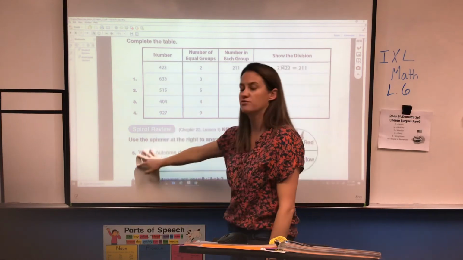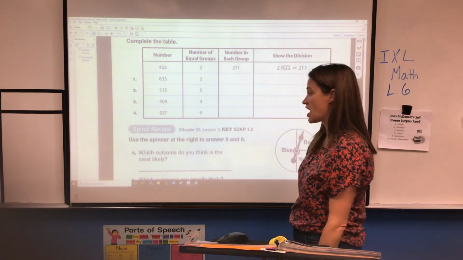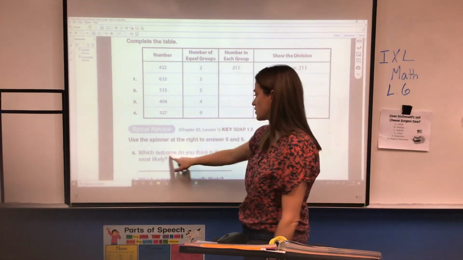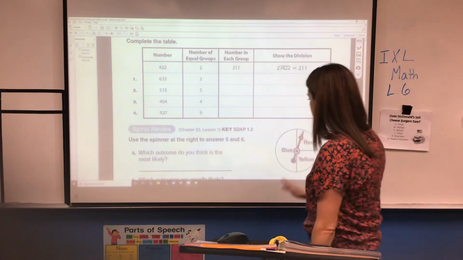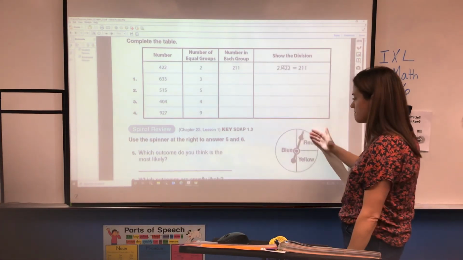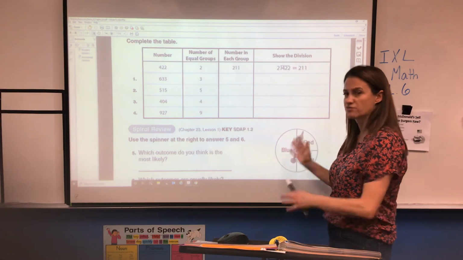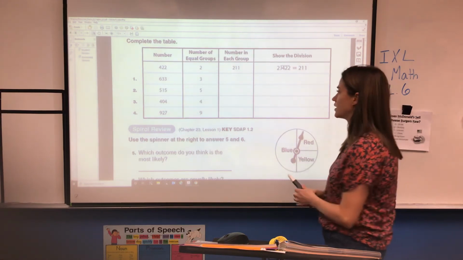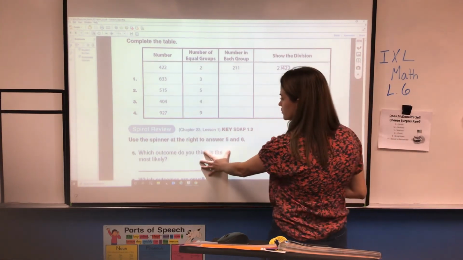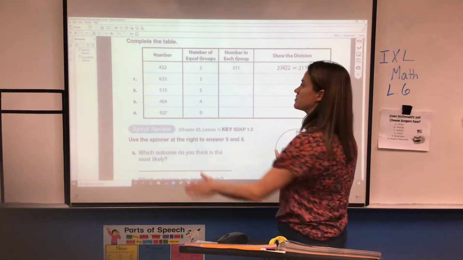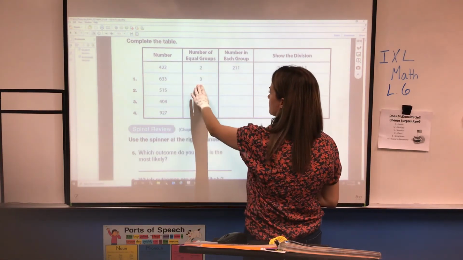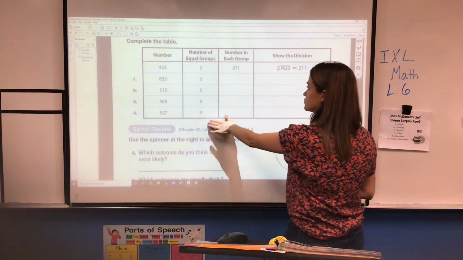I want you to do the spiral review. The spiral review is just fractions. So it says, which outcome do you think is the most likely? So which one is mostly covering the fraction? Okay, so I just want you to look at the spiral review. There's only 2 and the word problem's on the back, but we'll go ahead and do number 1 together, and then I'll have you do the rest.